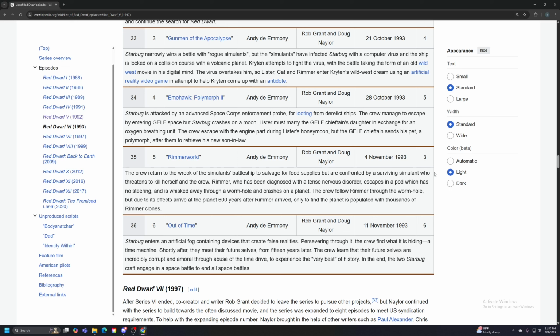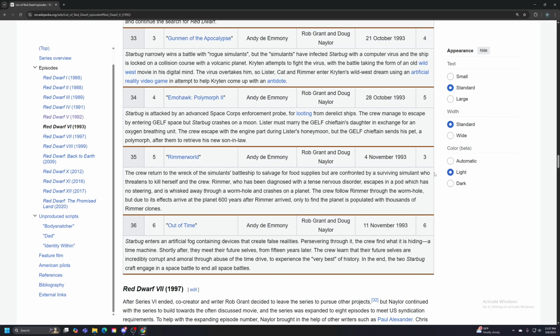Starbug is attacked by an advanced Space Corps enforcement probe for looting from derelict ships. The crew managed to escape by entering Jelf space, but Starbug crashes on a moon. Lister must marry the Jelf captain's daughter in exchange for an oxygen breathing suit. The crew escape with the engine part during Lister's honeymoon, but the Jelf chieftain sends his pet, a polymorph, after them to receive his new son-in-law.